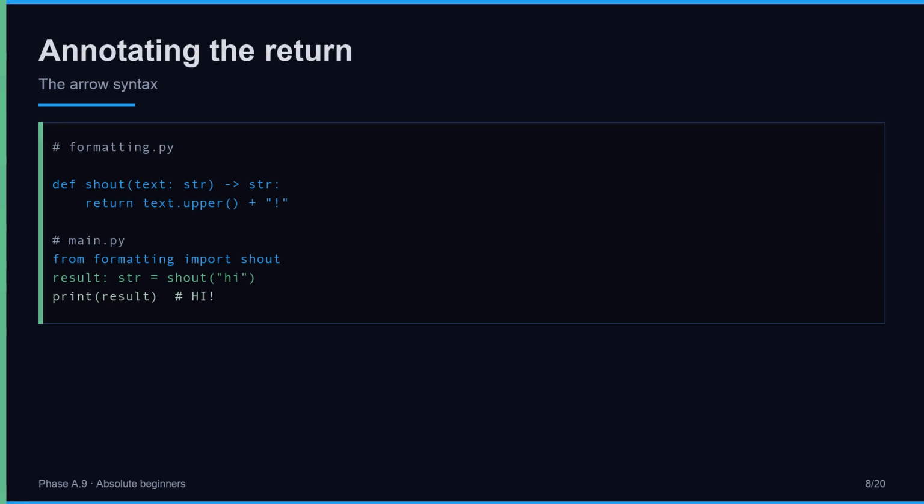The colon syntax. Now annotate the return type. After the closing parenthesis, write arrow str before the colon. This says the function returns a string. The full signature reads naturally: shout takes text, a string, and returns a string. You can also annotate variables in assignments, like result: str = shout("hi"). That tells the reader that result holds a string. Variable hints are optional but they make the intent obvious.